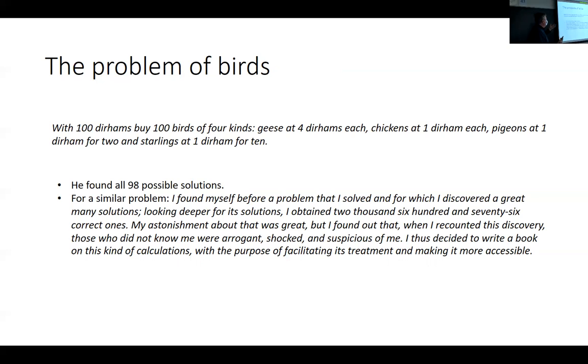He even did similar problems, but here was his justification for why he wrote this book, The Problem of Birds. "I found myself before a problem that I solved, which I discovered a great many solutions. Looking deeper for its solutions, I obtained 2,676 correct ones. My astonishment about that was great, but I found out that when I recounted this discovery, those who did not know me were arrogant, shocked, and suspicious of me. I thus decided to write a book on this kind of calculations for the purpose of facilitating its treatment and making it more accessible." I think that's hilarious.